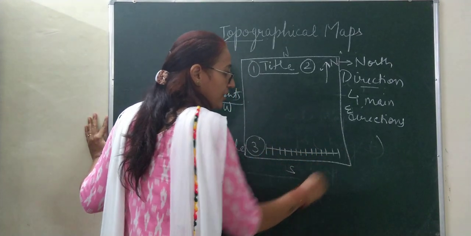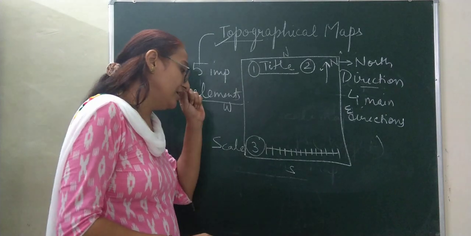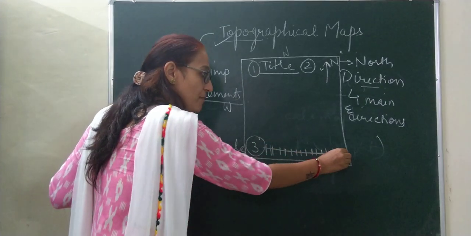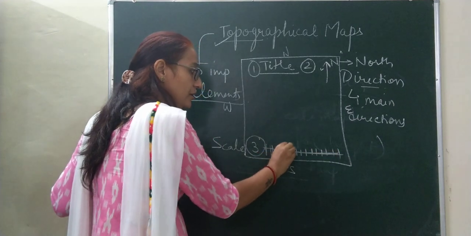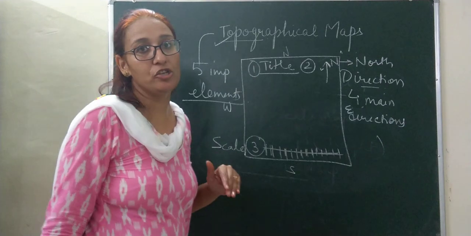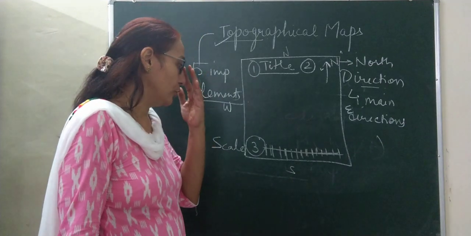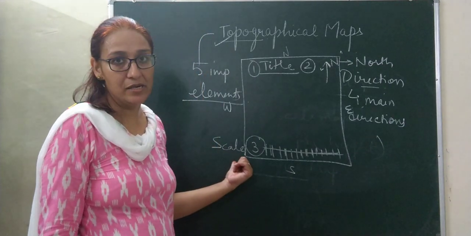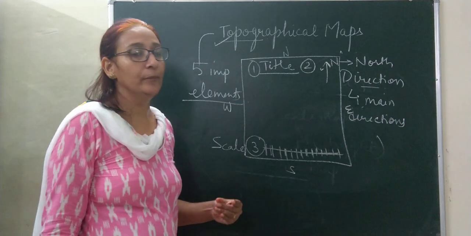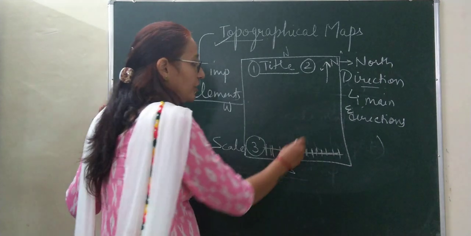One horizontal line is presented at the bottom of the map and vertical marks will be presented on the horizontal line. So this is about the third element. We'll discuss scale in detail later on. Now what is the fourth element?